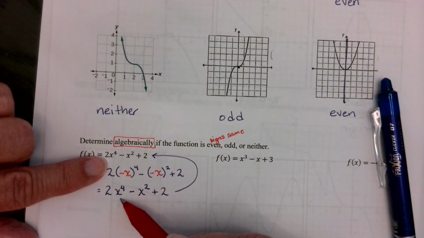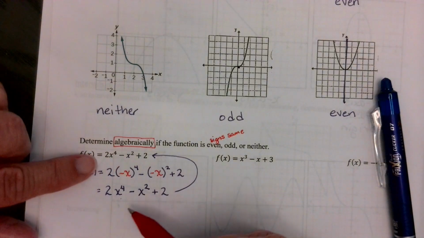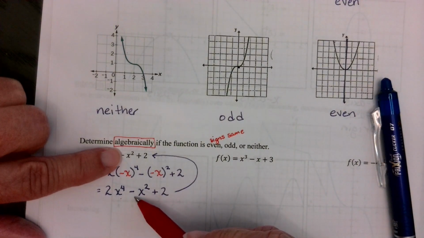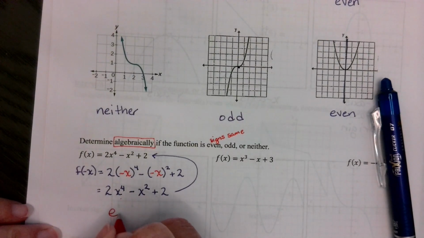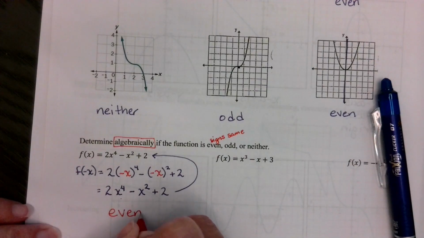In this case, it looks the exact same as it does up here. Positive 2x to the 4th minus x squared plus 2, so it is an even function. Okay?